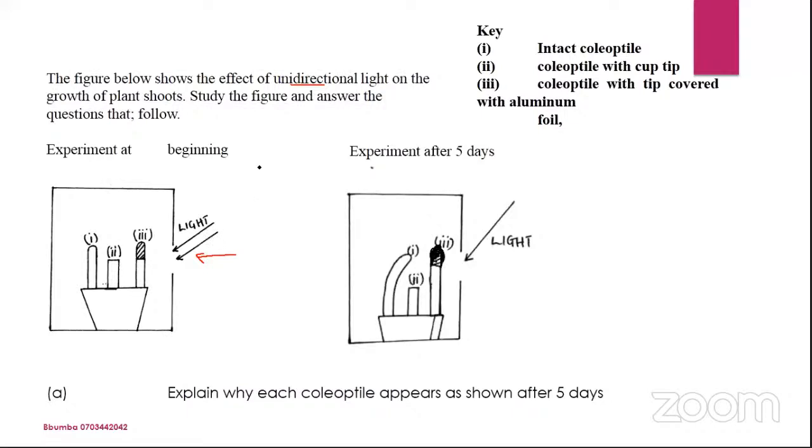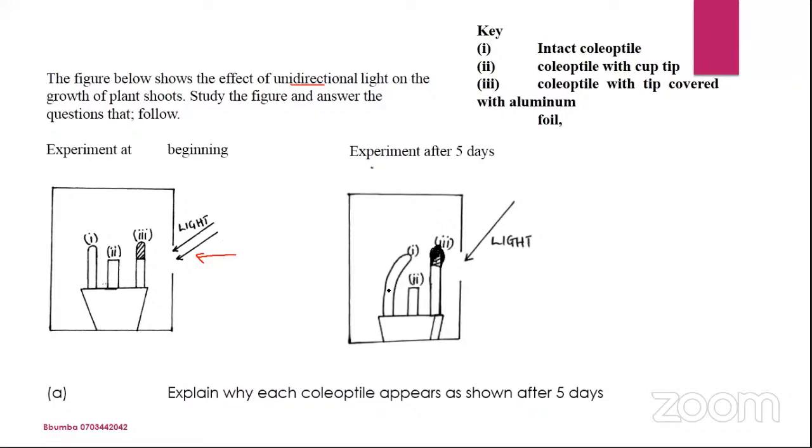This is how they were, but after 5 days, check. This is what is happening to the second. If this is 1, 2, 3, this is what is happening. What is happening to the second tip? No growth is happening. The first tip is bending towards the other side. This third tip is just elongating and elongating upward.